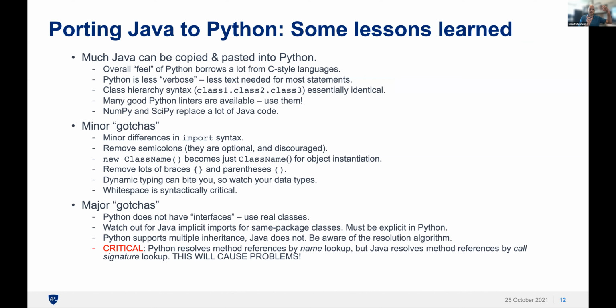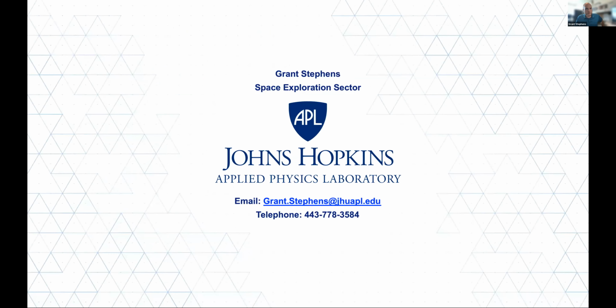So in Java, the same method can have the same name if it has a different call signature. And this caused us a lot of problems because I leveraged that a lot in the Java version of this model. So he had to go and clean all that up. So that's pretty much the end of my presentation.